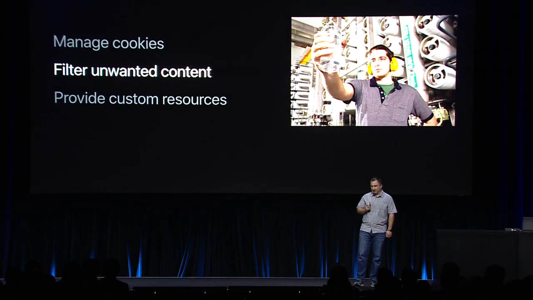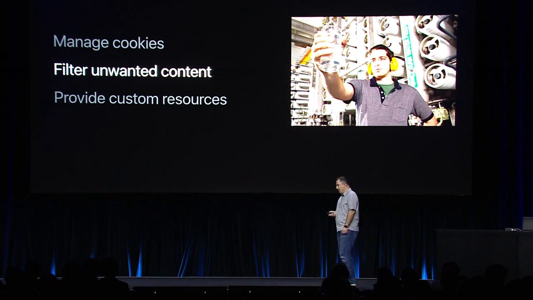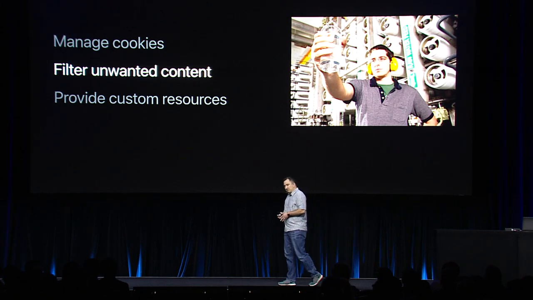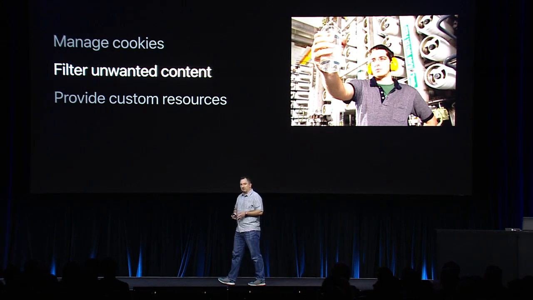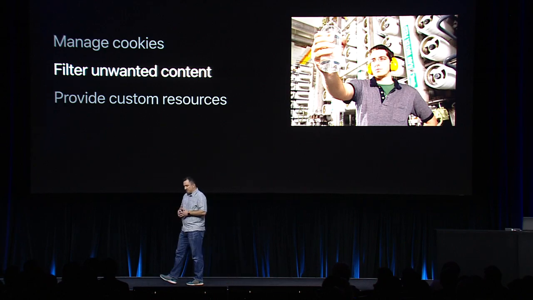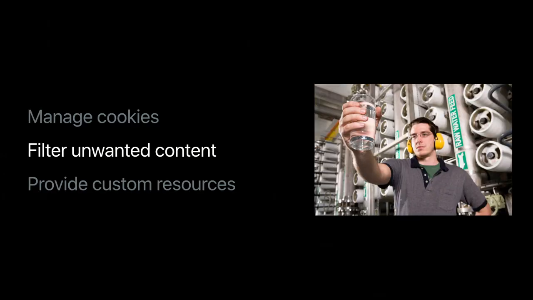We'll see a little bit more about that later, but I'd like to move on to filtering unwanted content. When you load a web page in a web view, an HTML document, there's all those sub-resources that are loaded that I already mentioned. And there's a number of reasons why you might need to make, on a resource-by-resource basis, a decision about whether or not to load the resource or otherwise change how the resource is loaded.